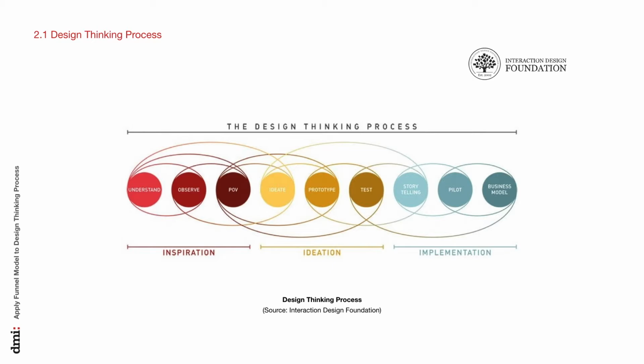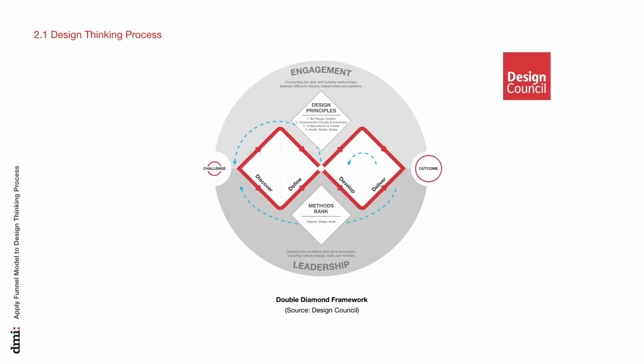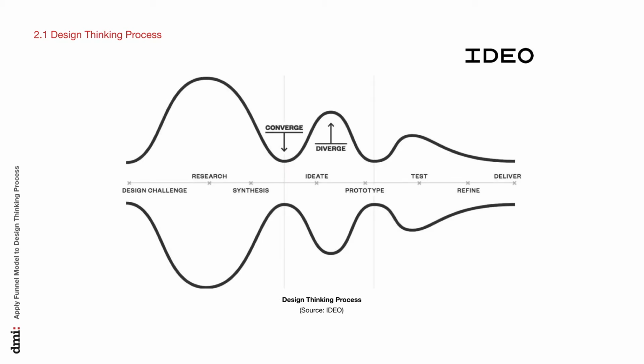Interaction Design Foundation also has their own interpretation of the design thinking process: inspiration, ideation, and implementation. The Double Diamond Framework, created by the Design Council in 2004, consists of 4 steps: discover, define, develop, and deliver. Interestingly, they added engagement last year, the Big Gray Circle, to build the relationship between citizens, stakeholders, and partners. The classic and iconic design thinking process from IDEO highlights the converge and diverge design journey.